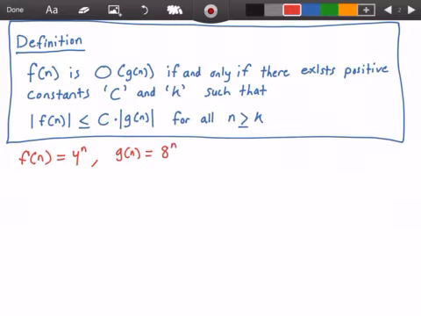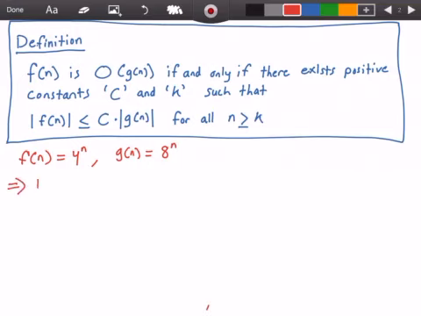And now all we need to do is either choose two values c and k that would make that statement true, that f of n grows less than or equal to some constant times g of n for all values of n greater than or equal to k. Or we can choose a value for k, and then derive a value for our constant c. And so that's what we're going to do. So first thing we're going to do is rewrite our equation.